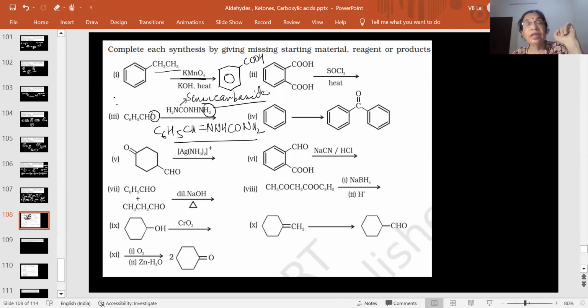Now this with Ag(NH3), so this is an oxidizing agent which will not oxidize the carbonyl group. It will not oxidize the carbonyl group. See this? There are two groups here. This group will not get oxidized. This will get oxidized. So here it will remain as it is. It doesn't affect ketones. But here CHO will change into COOH.